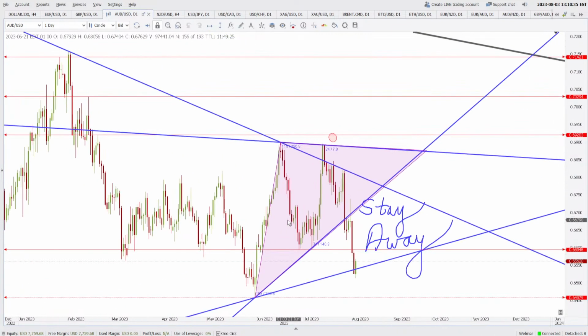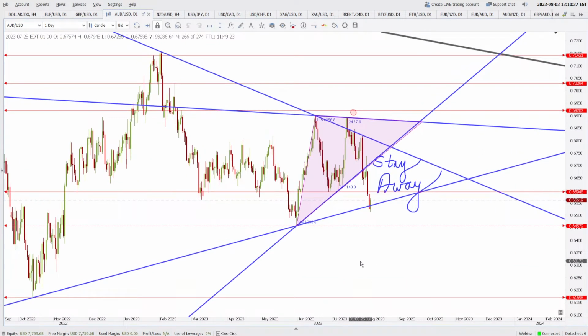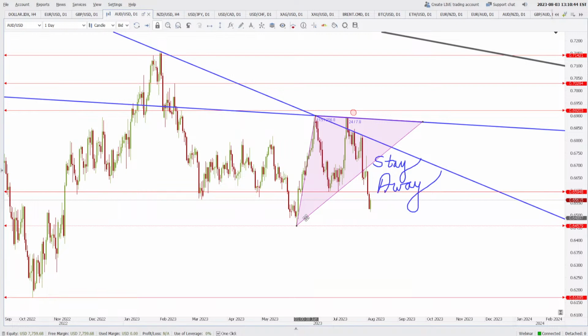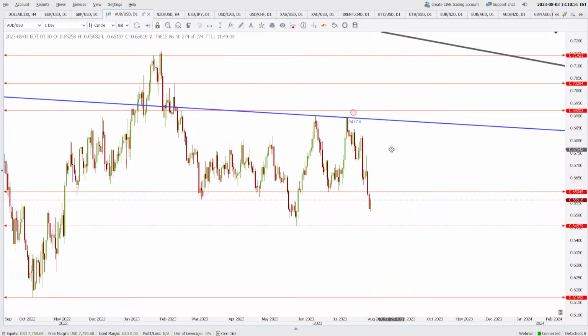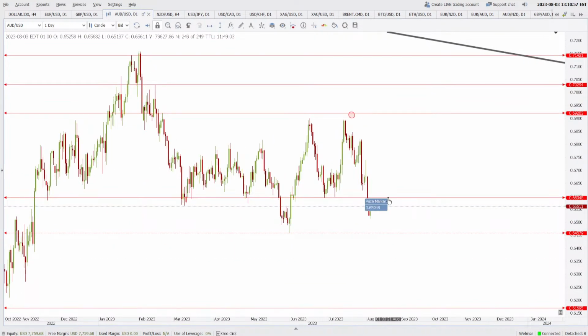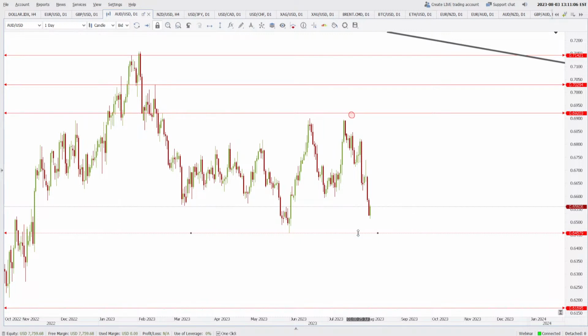Talking about the Australian dollar, a lot of hodgepodge in here. So let's clean this chart first. Okay. So let's talk about only horizontal levels here. This is a broken support. So yes, this is an important level, but I'll mark it like this only.